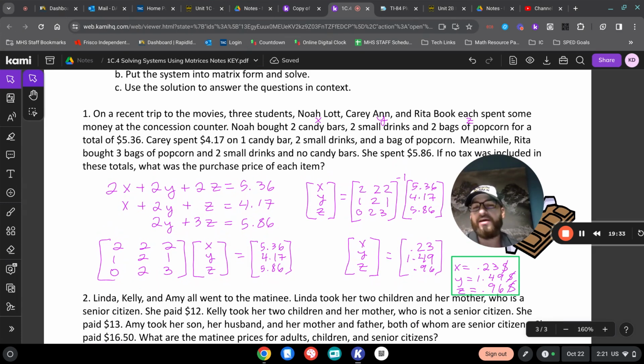Okay. This one, similar. Linda, Kelly, and Amy are all going to the matinee, just another fancy way of saying movies. So go ahead and set this one up. But this time we're buying different kinds of tickets instead of different kinds of concessions. So I'm going to let you set this one up and type into your calculator. You can unpause me here in a moment to go over the answer.